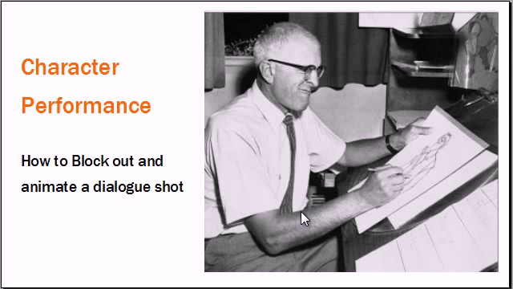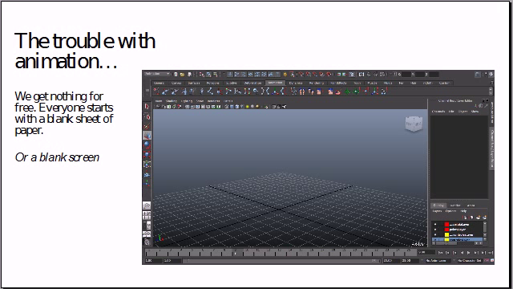This is the late, great Milt Kahl, by the way, working on a character from Sword in the Stone. Milt Kahl is one of the greatest ever of the Disney animators. So the trouble with animation, what is wrong with animation? The problem is we get nothing for free. Whenever you start animating, if you're a 2D animator, you start with a blank piece of paper. If you're a 3D animator, you start with a blank screen.